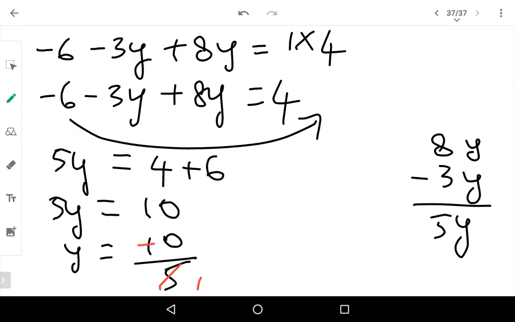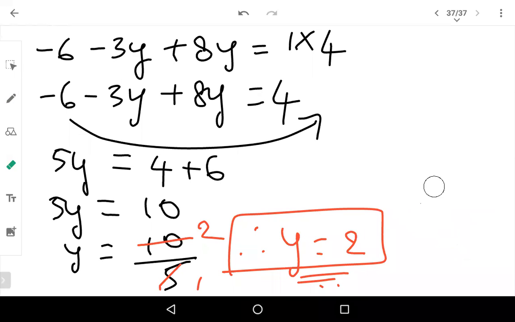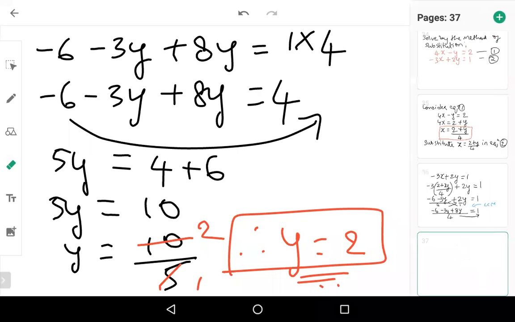So 5 ones are 5, 2 twos are 4... therefore, y is equal to 2. Now we found out the value of y. We substituted the value of x and found the value of y. Now let us move on and finish the problem.